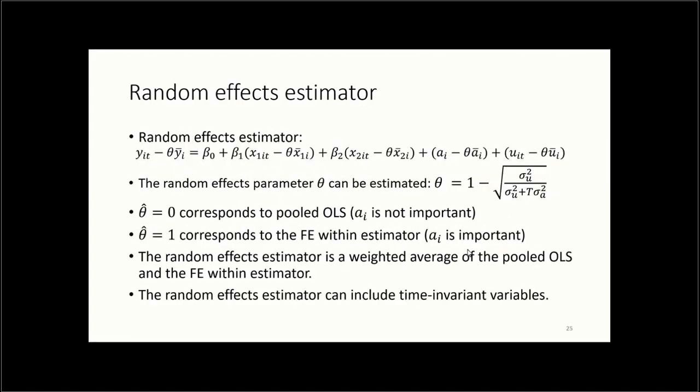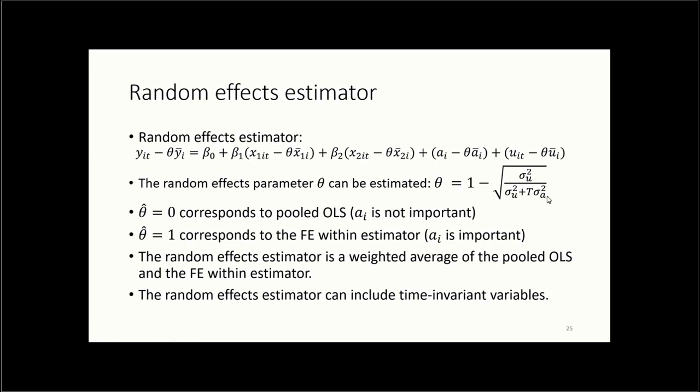So I repeated again the random effects estimator here. So this parameter theta, that's the random effects parameter, it could be estimated after we estimate this model, and theta would be equal to 1 minus the square root of sigma squared u divided by sigma squared u plus T times sigma squared a. So this would be the variance in the idiosyncratic error u. This would be the variance in the individual specific effect.